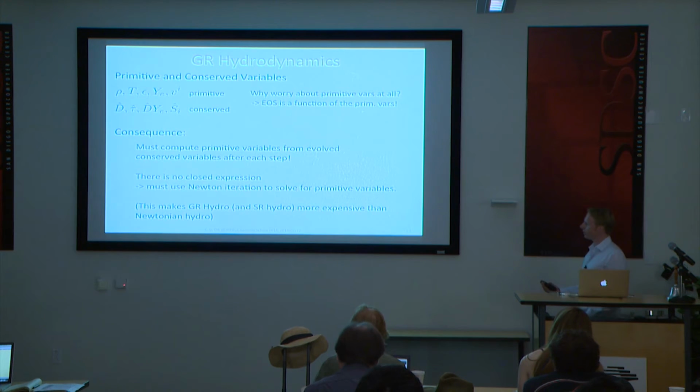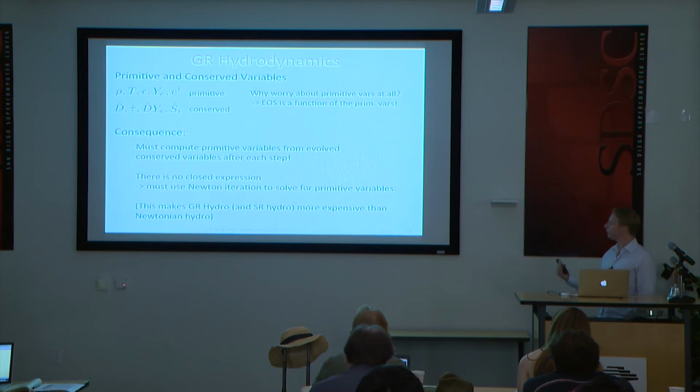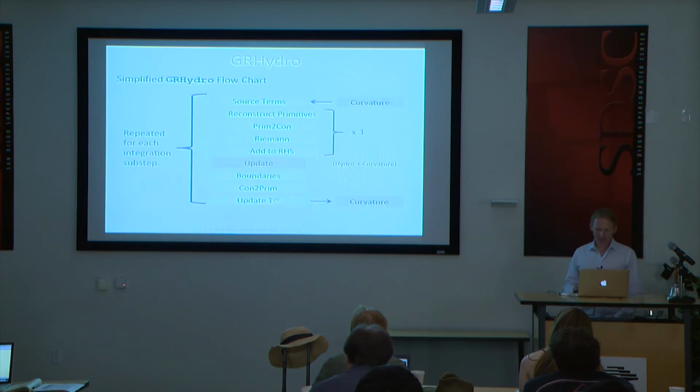There's no closed form expression of this procedure, so one needs to do a root finding at each time step, at each time integration substep, for each numerical zone. And this makes the general relativistic hydro a lot more expensive than the Newtonian hydro. So I'm going to skip the next slide.